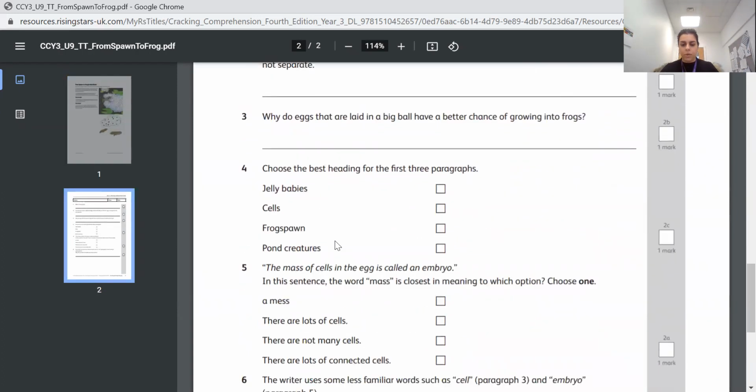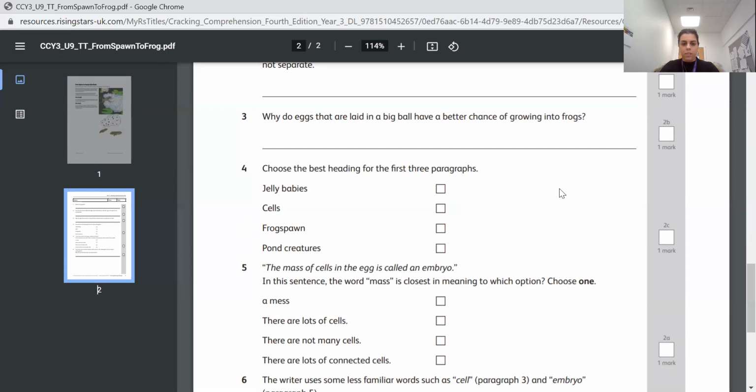Okay, we've got some tick boxes now for question 4 and 5. Choose the best heading for the first 3 paragraphs. Jelly babies, cells, frog spawn, or pond creatures. I'd like you to have a think. Jelly babies, cells, frog spawn, or pond creatures.